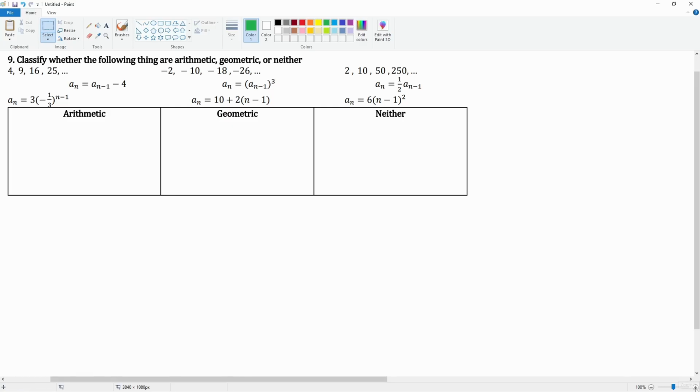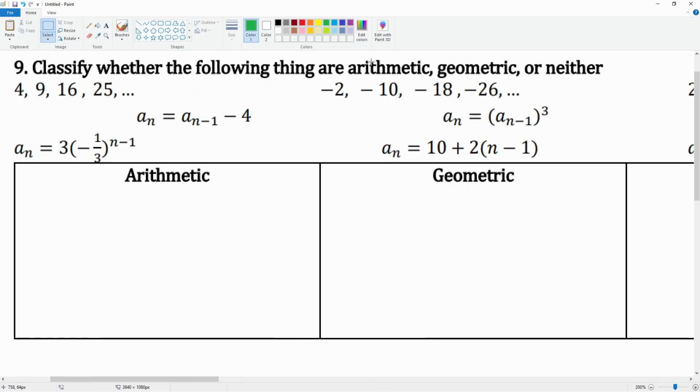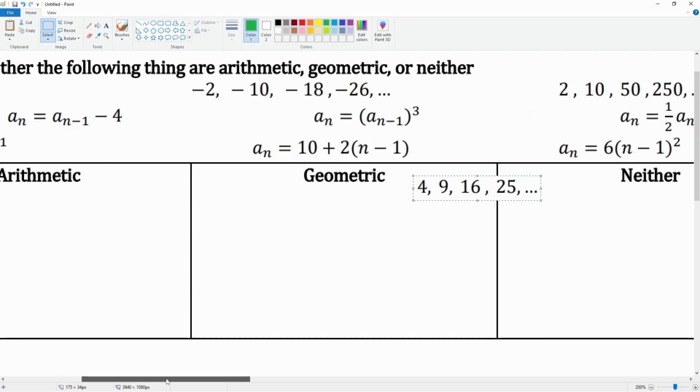Number 9, you're going to classify these as arithmetic, geometric, or neither. Okay? The first one, 4, 9, 16, 25. There is no common difference or ratio. Okay? So here we are going to put this in the neither column.